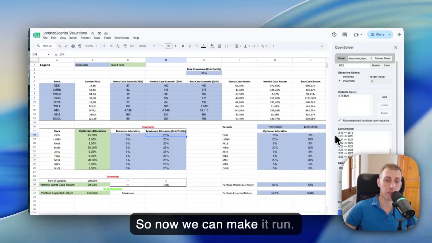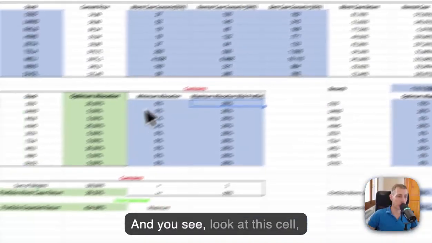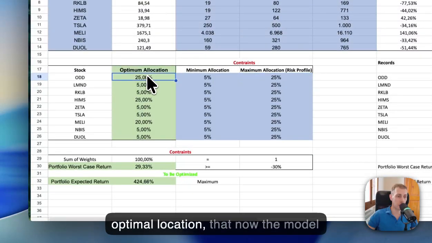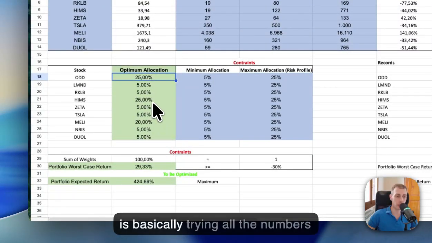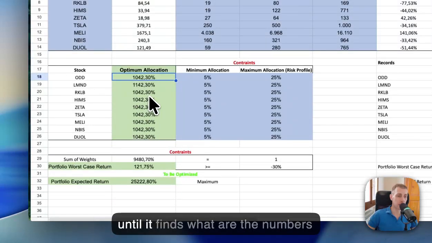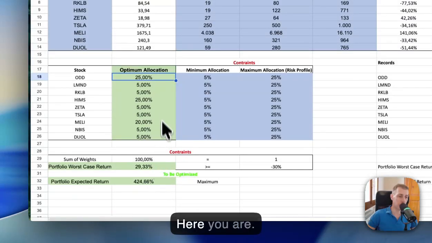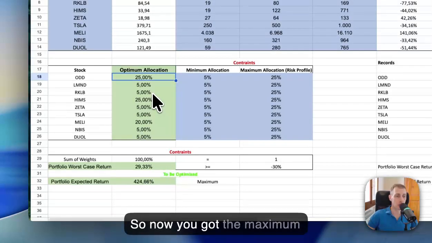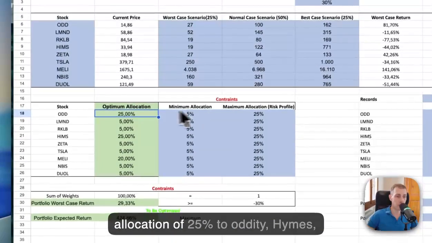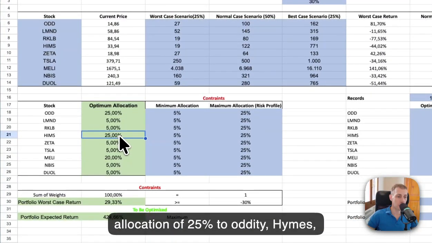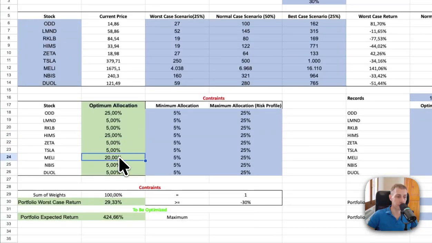So now we can make it run. You click here, solve model, and you see, look at this cell, optimum allocation, that now the model is basically trying all the numbers until it finds what are the numbers here that make this the maximum possible. Here you are. So now you got the maximum allocation of 25% to Oddity, HIMS, and Meli.